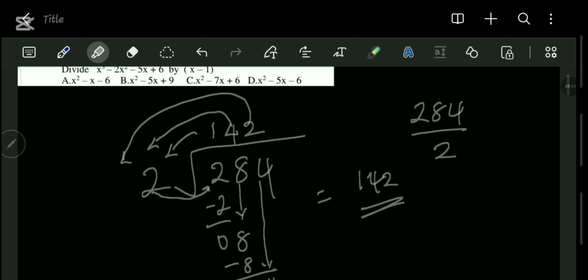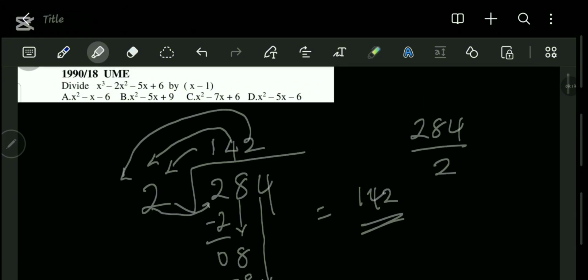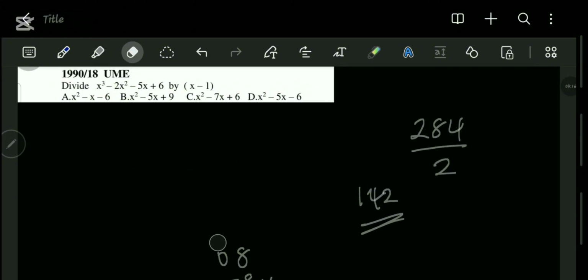Right? So we're going to apply this principle in solving that question. We're asked to divide x raised to 3. Let me get rid of this.